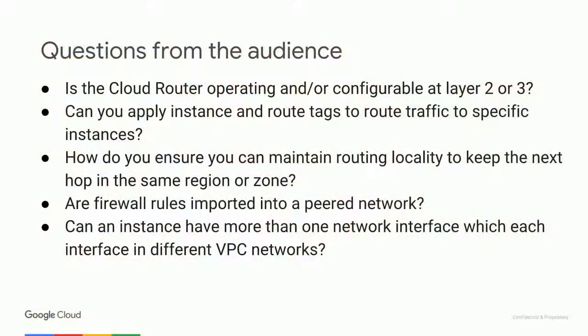Okay, so you can map using tags. Next question is, how do you ensure you can maintain routing locality to keep the next hop in the same region or zone? Routing locality is a complex piece of the puzzle. It's about where your interconnect is versus where your subnets are. This gets into the topic of where you put your ILBs and things like that. So it's really about understanding where you've provisioned things, and then setting up the routes to route appropriately to them. For example, if I have an interconnect in the east, and I only want the subnets in my east region to flow through that interconnect, I probably wouldn't use global routing, right?